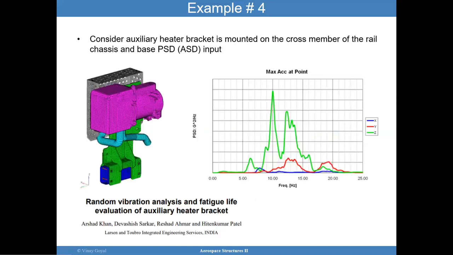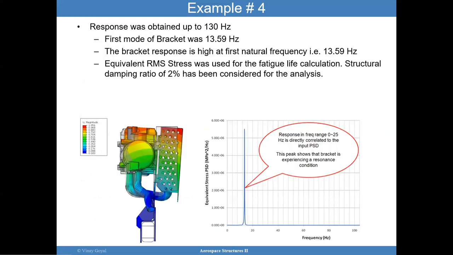Example number 4 is considering this auxiliary heater bracket, which is then mounted on a chassis with a base PSD input provided here. And this one is documented in this paper. In this particular analysis, it was found that the response was obtained to be 130 hertz. The first mode of the bracket was 14 hertz or so, and you can see that showing up here.